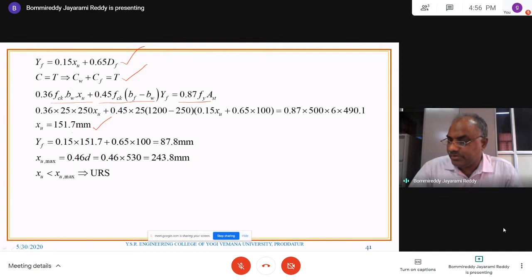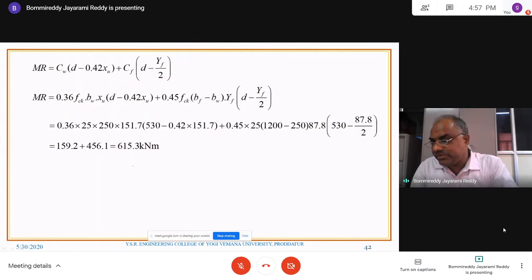Once XU is known, then find this YF value. So YF is 87.8, which is less than DF. What is DF? 100. It is less than DF. So your assumption is correct. What is the assumption that you considered? The rectangular portion of the stress block is less than the depth of the flange. That assumption is correct. Once it is correct, then this value of 157 is alright. Then XU maximum according to this is 243. So compare these two. XU is less than XU maximum. The given section is under reinforced.